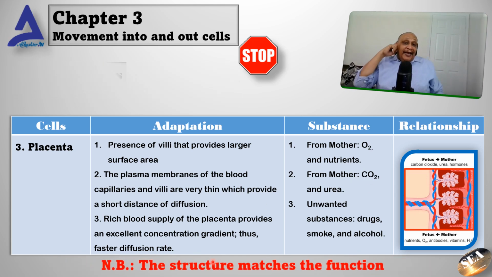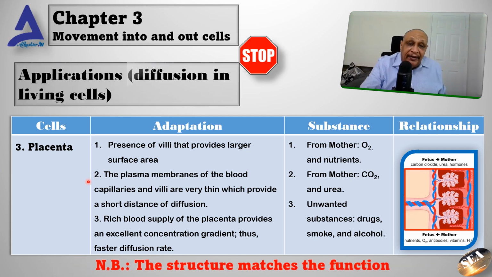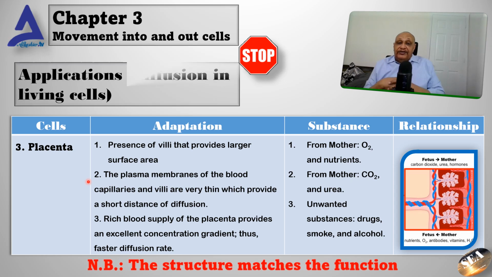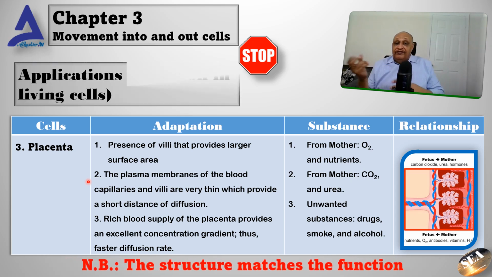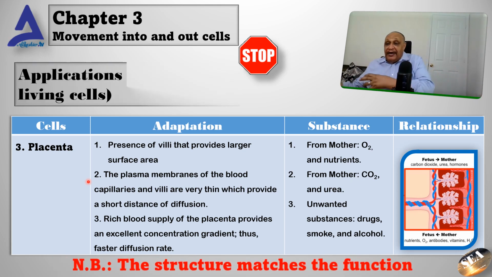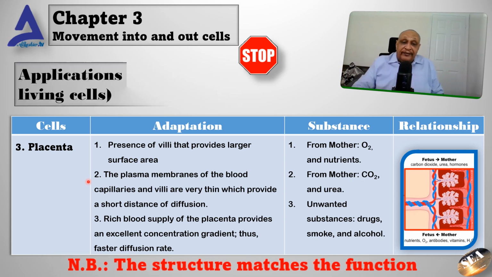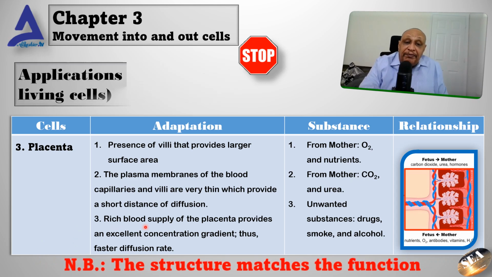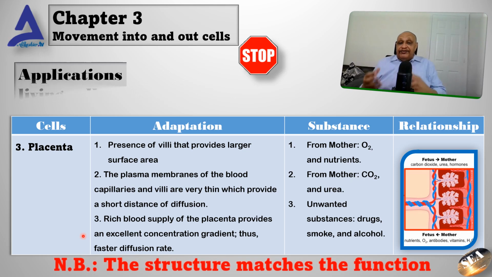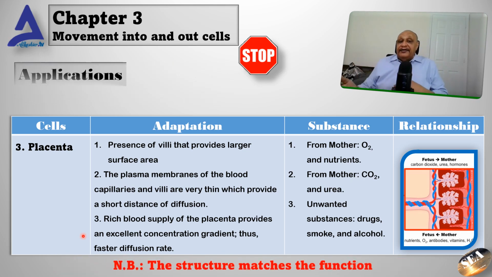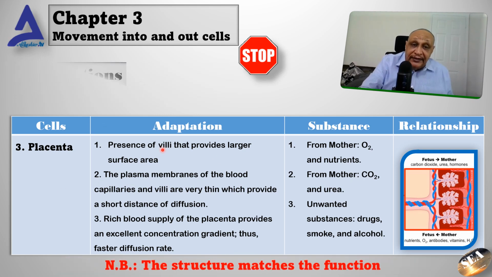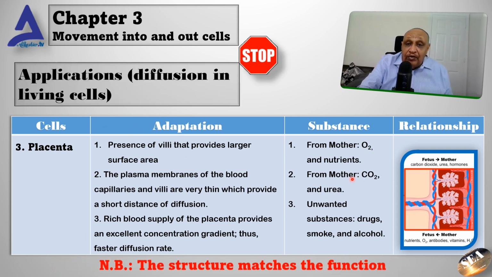The plasma membrane of the blood capillaries and villi are very thin, which provides a short distance of diffusion. When you have a short distance of diffusion, you have a high rate of diffusion. Rich blood supply makes an excellent concentration gradient, thus a faster diffusion rate. So those are the adaptations required for the placenta in order to make the diffusion we see.